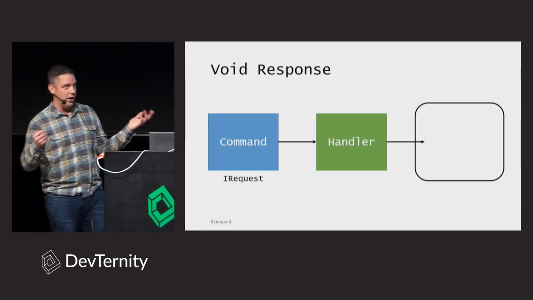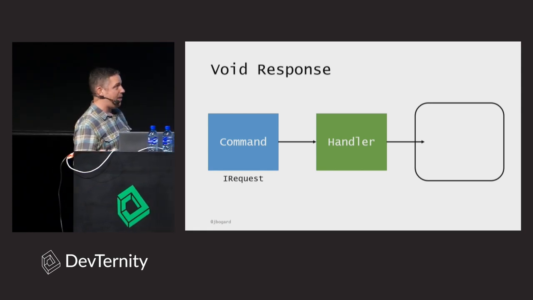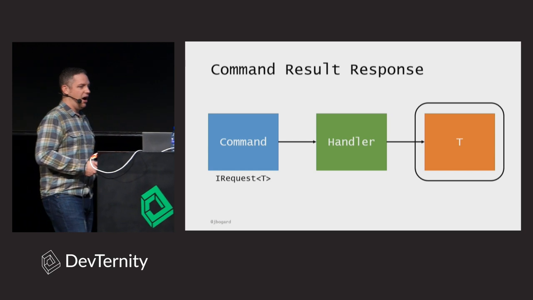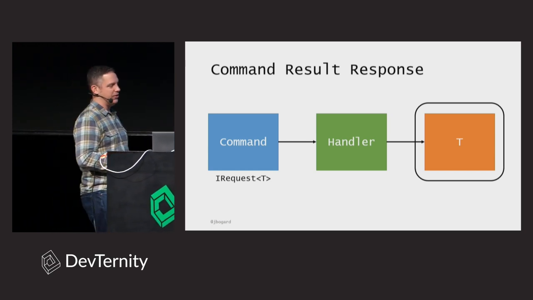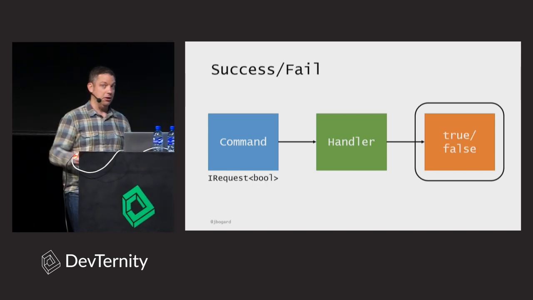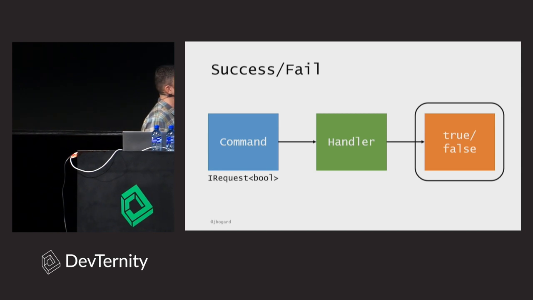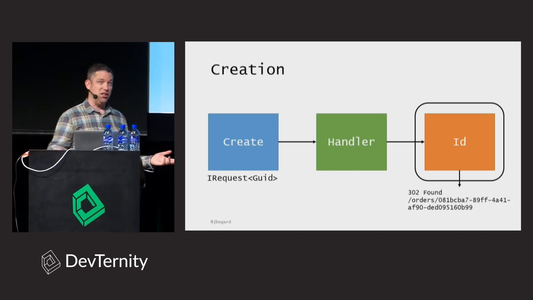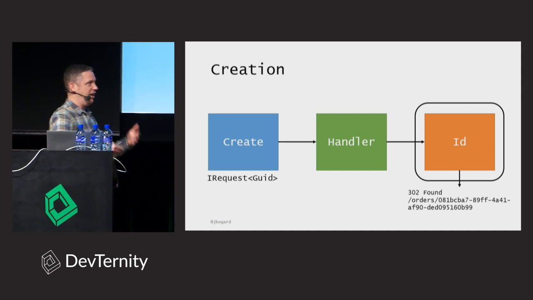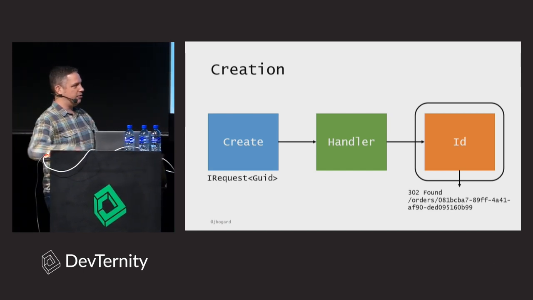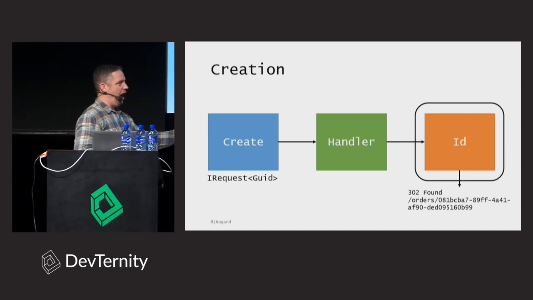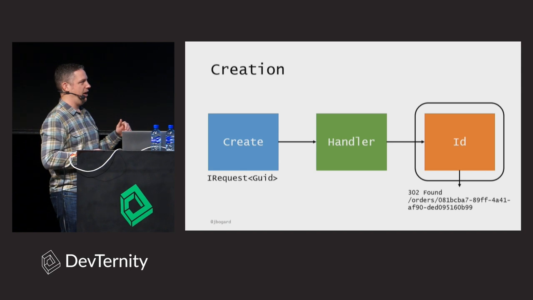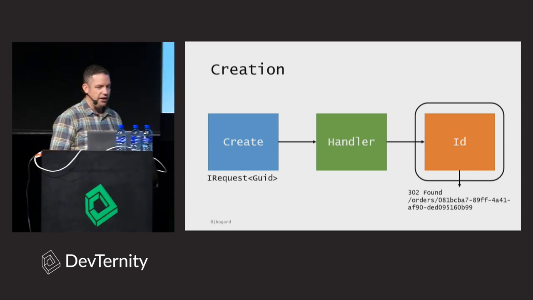The simplest one would be just void. I perform some operation, and I don't tell you what happened. It's just, well, I did the thing, and it happened, or it didn't. You don't know. I could have some kind of response, though, where I actually give them feedback about what happened with this request. It could be good, bad, true, false, success, fail. Say my request returns a Boolean that tells you whether it was successful or not. In the case of creation, I could tell you I created this thing, and here's the ID of the thing I just created, so now I can build out a URL to redirect the user to the page for the thing they just created. But it can get way more complicated than this.